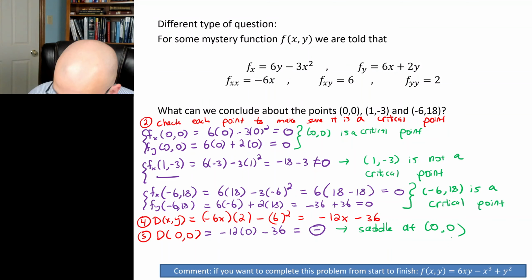And then the last one, the last critical point we have to check. We don't have to check 1 comma negative 3 because it's not a critical point. We don't have to plug it into D, but we do have to plug the other one. Let's see, negative 6 comma 18. So it's negative 12 times negative 6 minus 36. So 72 minus 36 is positive. So it's not a saddle.